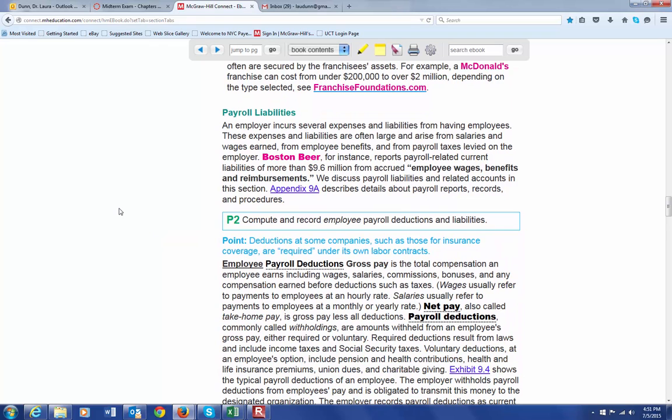Now, one of the most common forms of short-term liability for almost every company is the payroll liability. Being an employer, you have several expenses that occur because of having employees, and the most significant part of your expenses as a company can be paying people for wages, benefits, and other things that are involved. So, let's talk about those things.